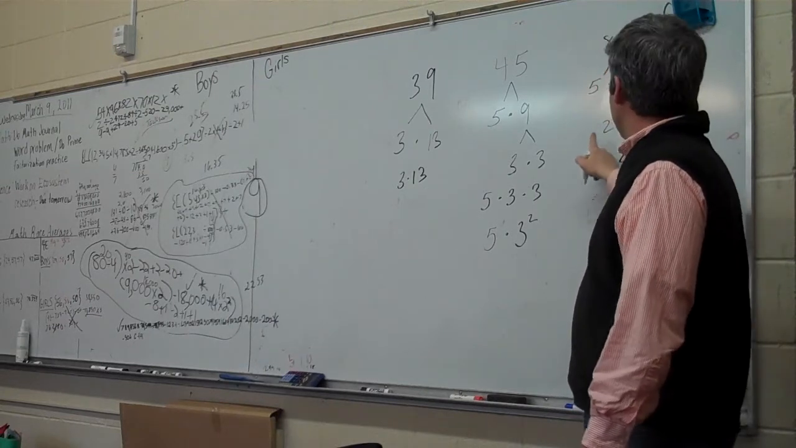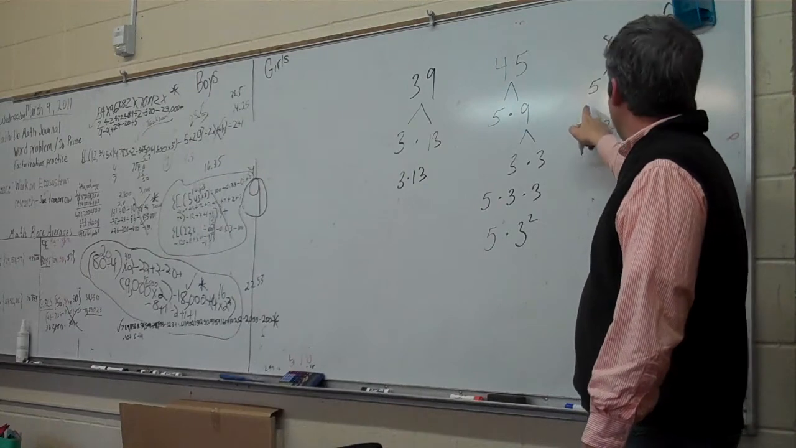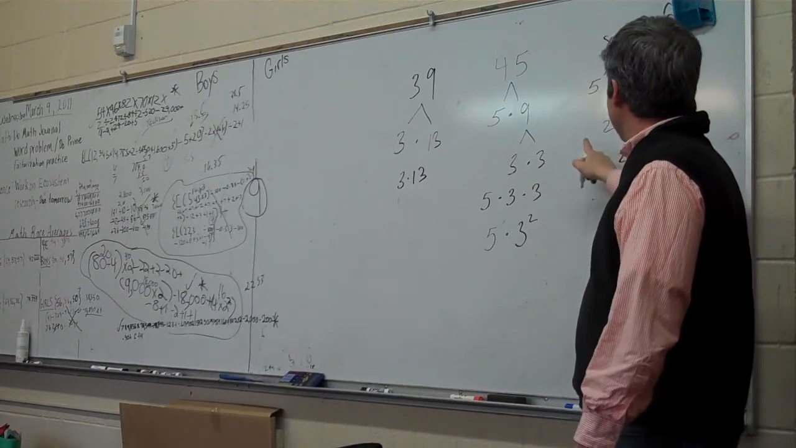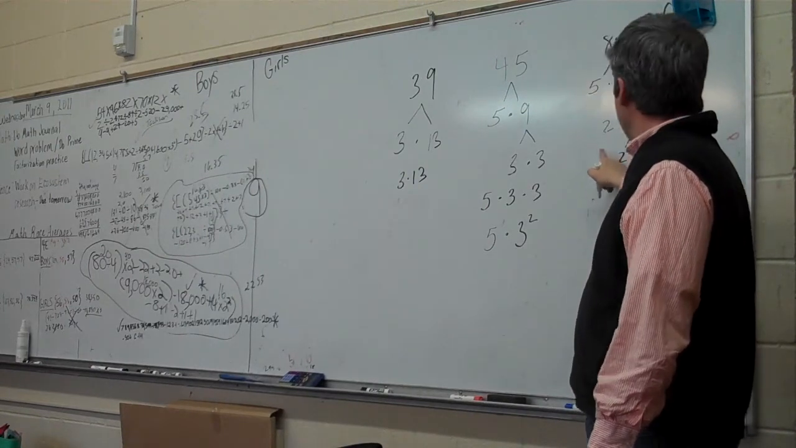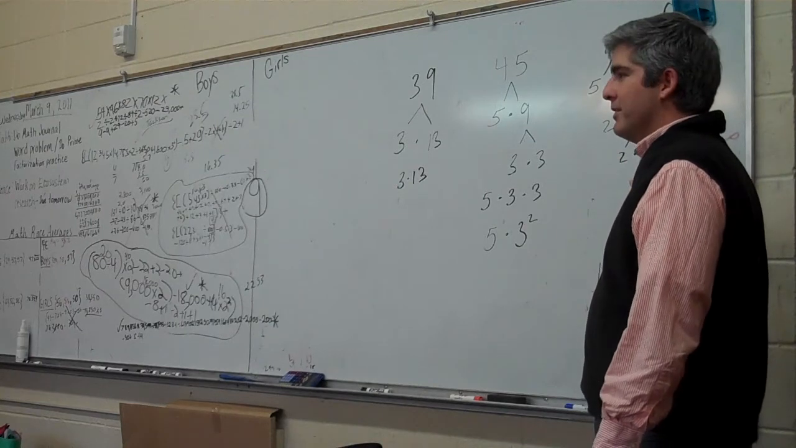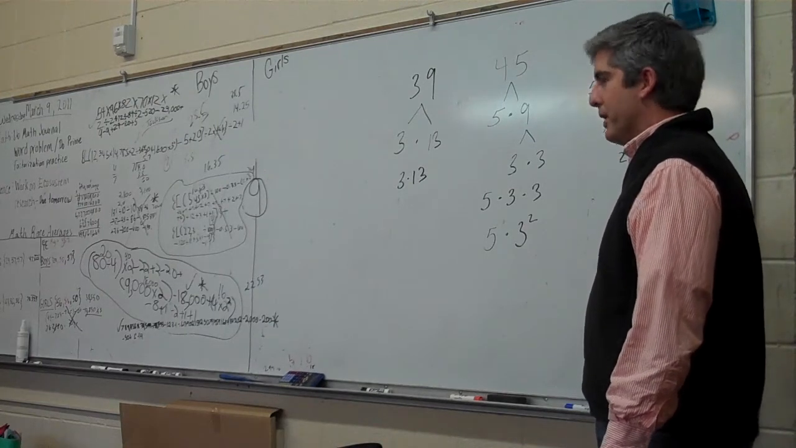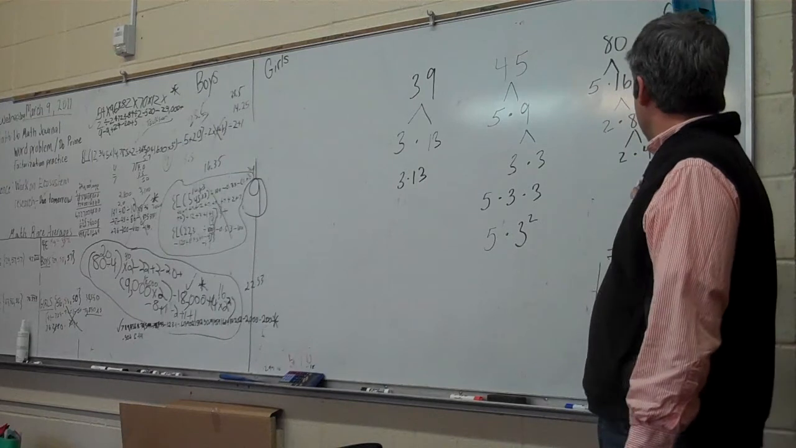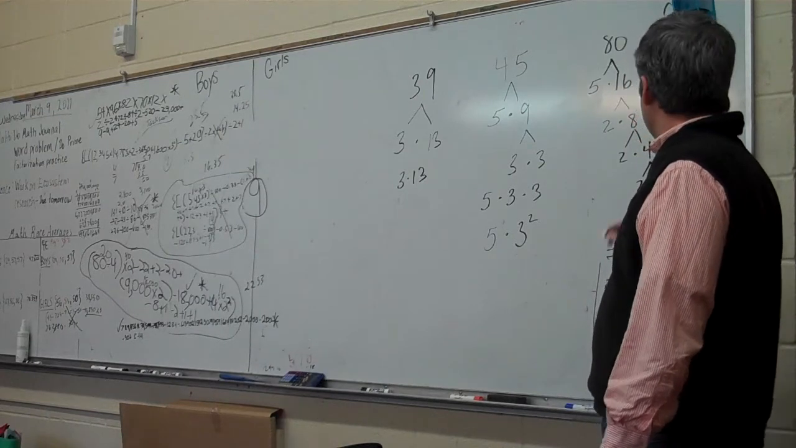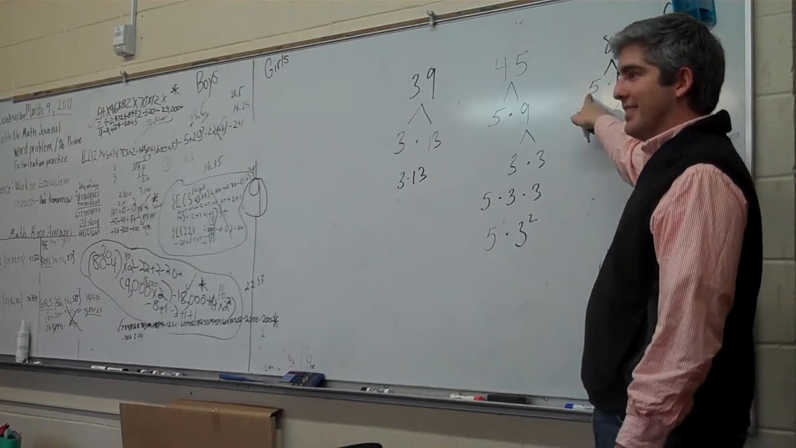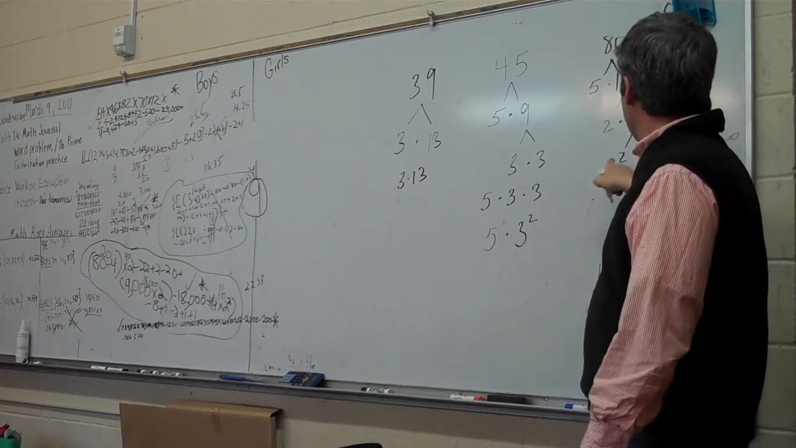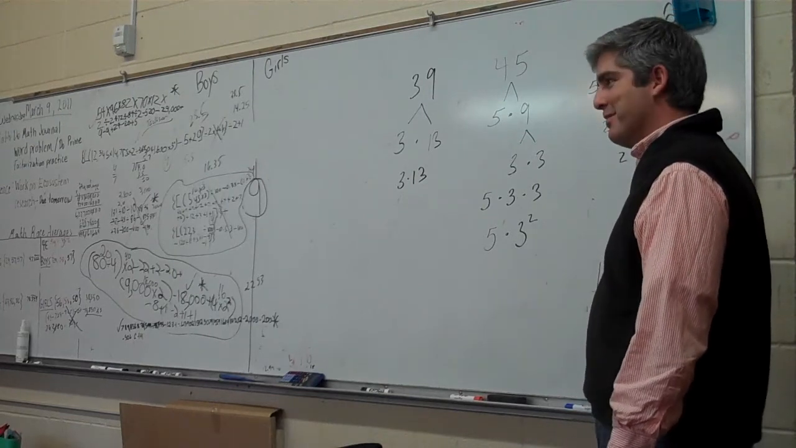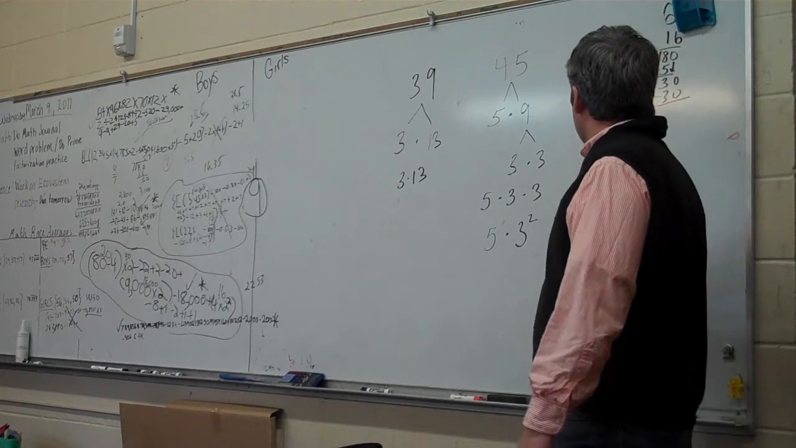Is 4 prime? No. Is 2 prime? Yes. 5 is a prime number, by the way. Yeah, I was thinking of 4. Is 2 prime? Yes. So we keep going. 2 times 2 times 2. Prime? Yes. Prime? Yes.